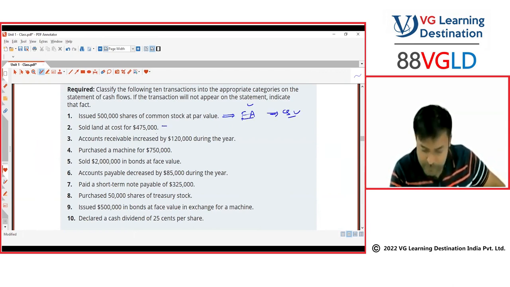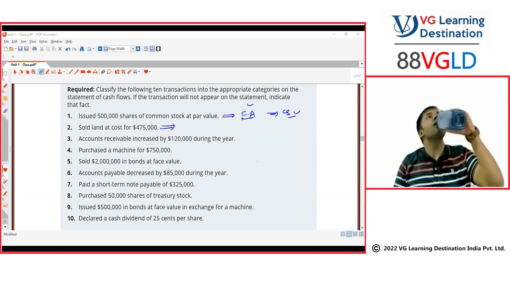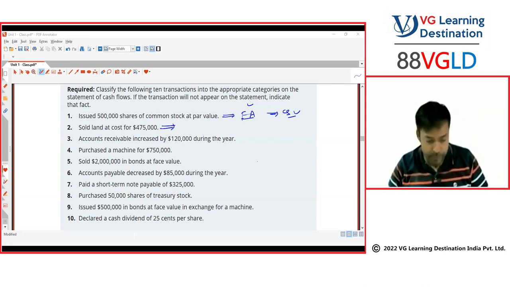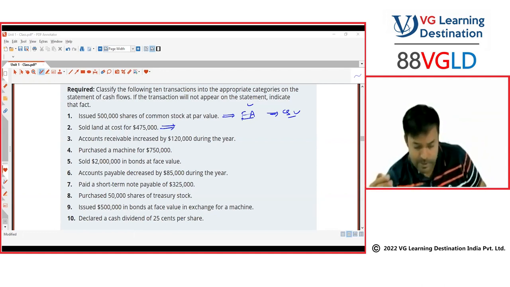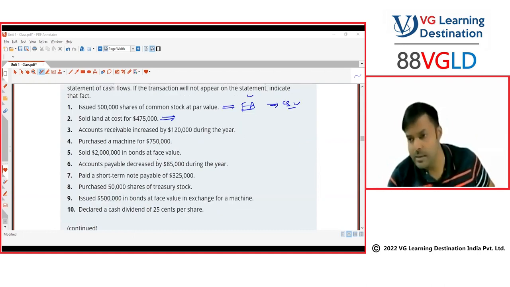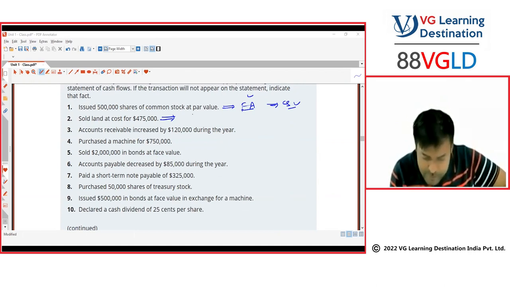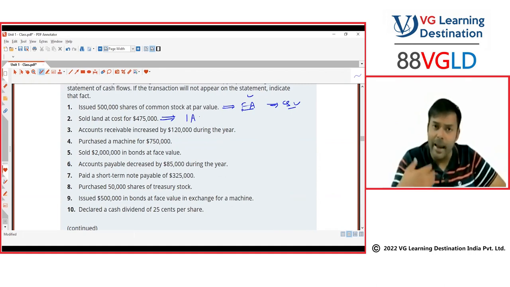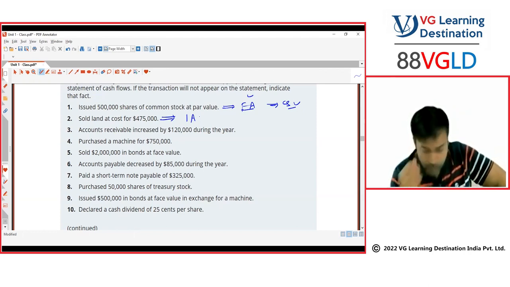How about the second, everyone? It is not going to be OA, it is going to be IA, because selling land is not your business. Your business could be different. Generally, selling land is not the business, unless you are a real estate broker or something. That's why it is going to be IA. That means you are using that land for your business purpose, and it is your investment. It is the purchase of an asset in that case.